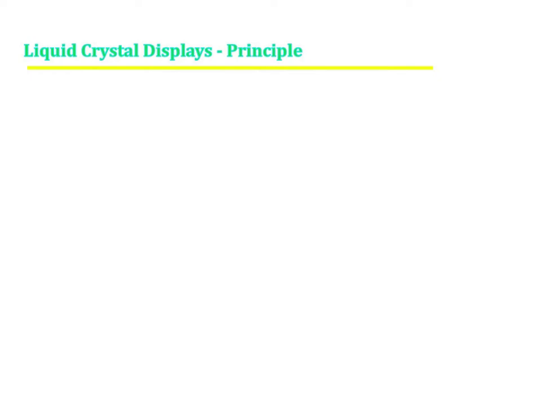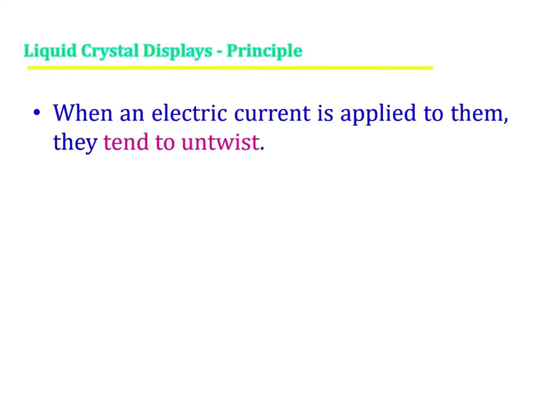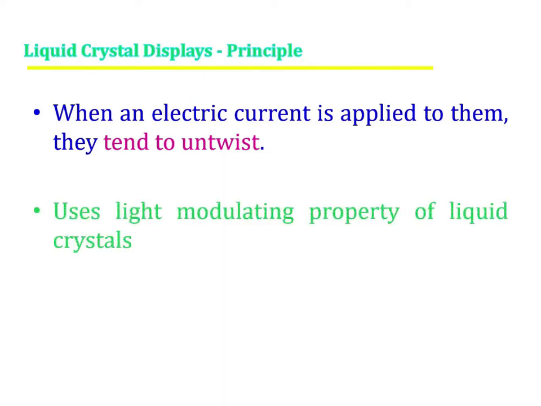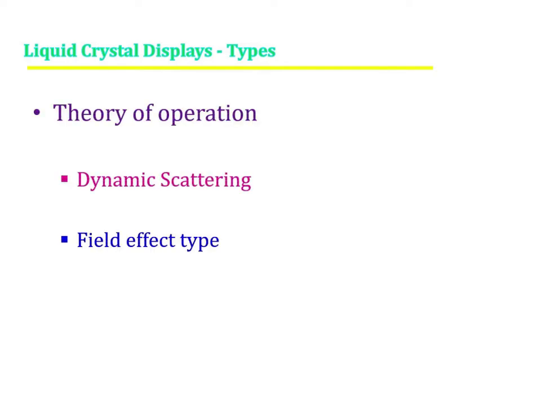The principle behind liquid crystal displays is that when an electric current is applied to them, the liquid crystals tend to untwist. They use the light modulation property of liquid crystals. The light modulation property is the ability of liquid crystals to affect the path of plane polarized light. There are two different types of liquid crystal displays available. One is called the dynamic scattering LCD, the other is called the field effect LCD. We will try to understand their construction and their theory of operation.